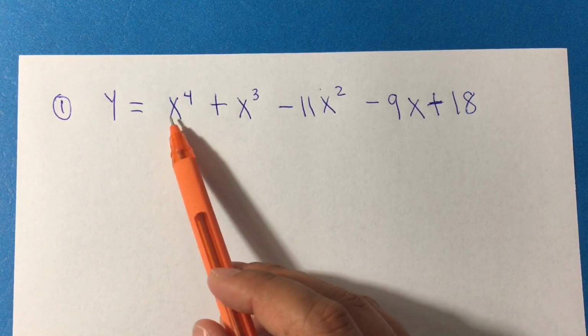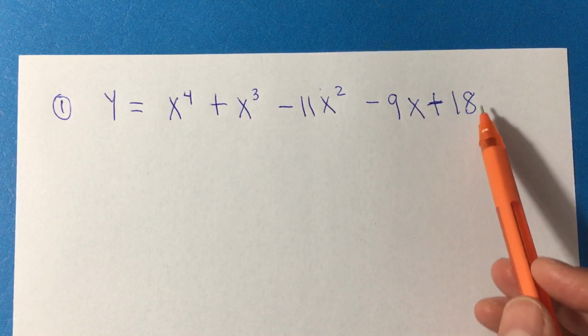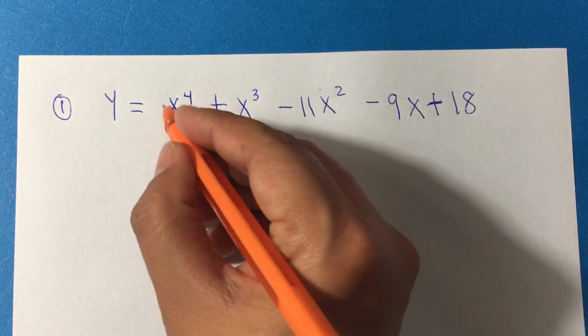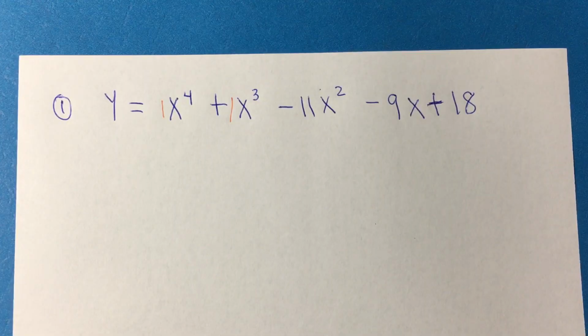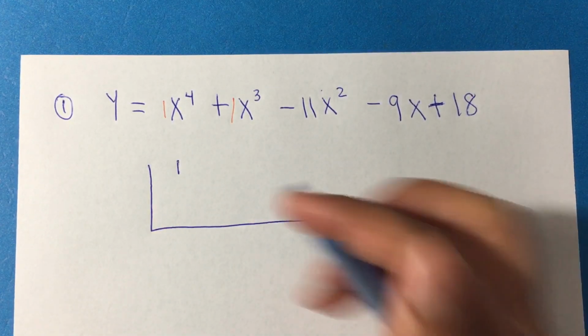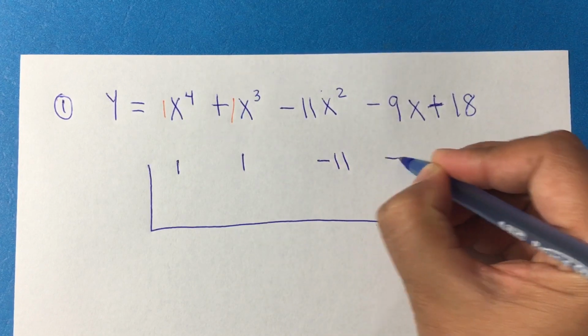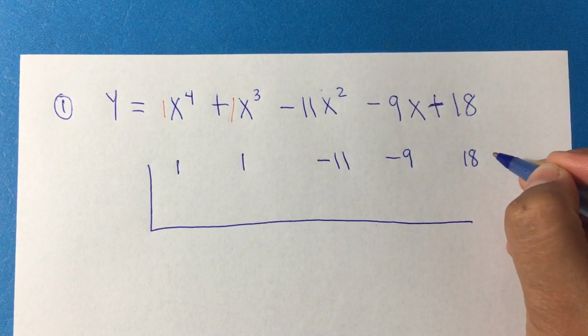This is number one. For synthetic division, we use the coefficients and the constant to be able to divide. And so if there is no coefficient, then that means that there is a 1. And so we are going to write it, leaving a space down here. We put the 1, 1, negative 11, negative 9, 18.